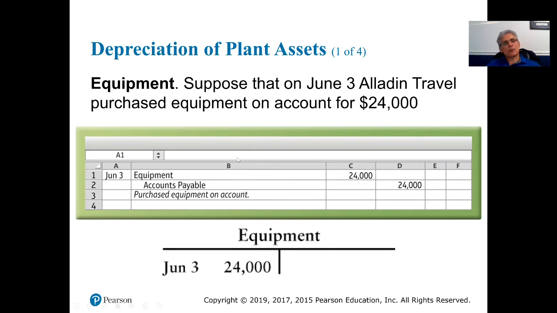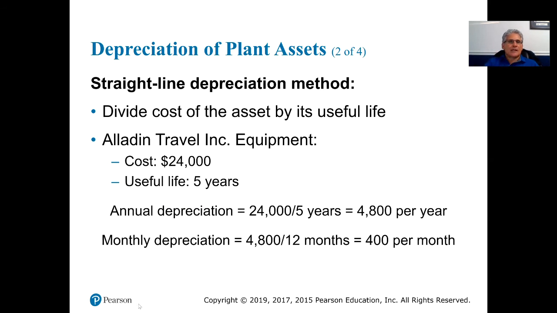At June 30th now, we need to make an adjustment because some of this asset has actually depreciated. As we're using it up, it's depreciating. And we're taking that $24,000 cost and allocating that cost as an expense over a specified period of time. So how is that going to work? For now, we're going to use what's called straight line depreciation. We'll learn much more and different ways of doing this in the future.